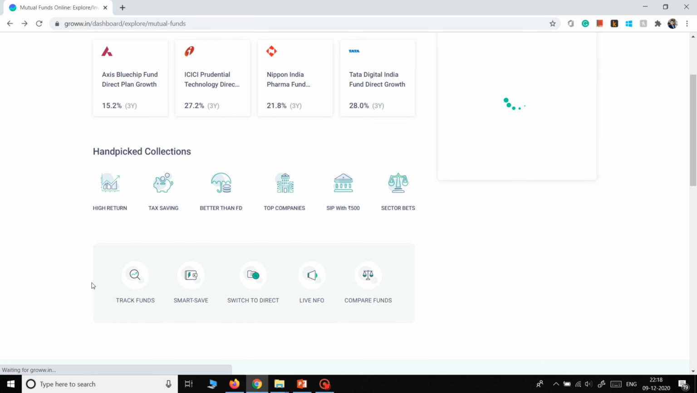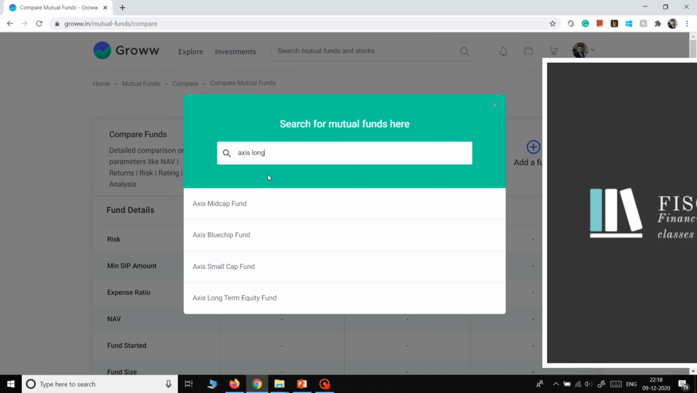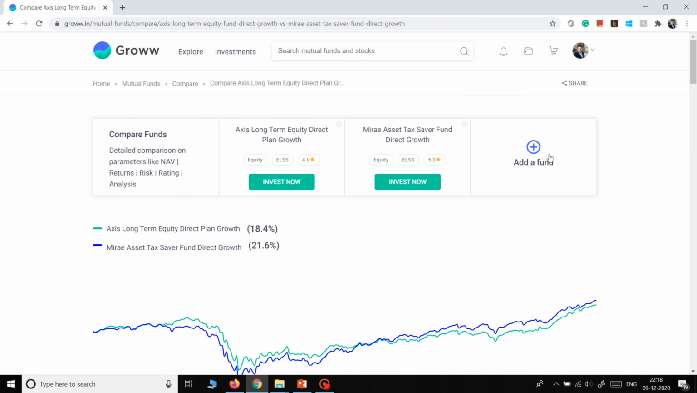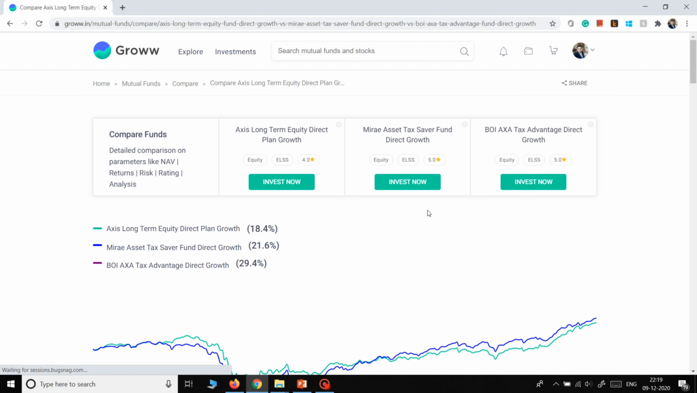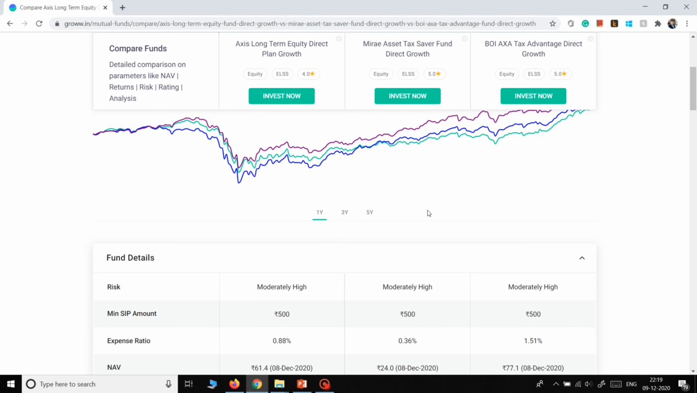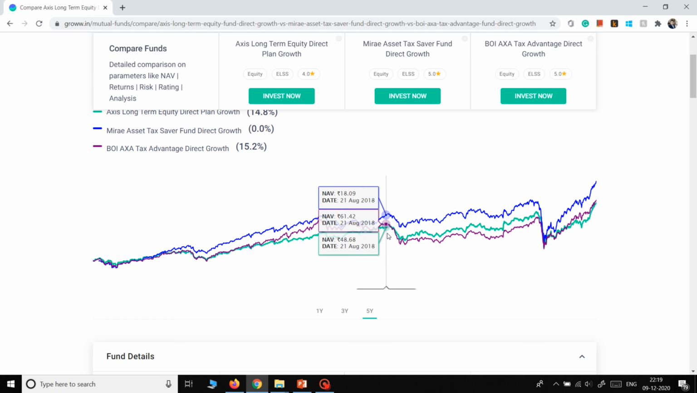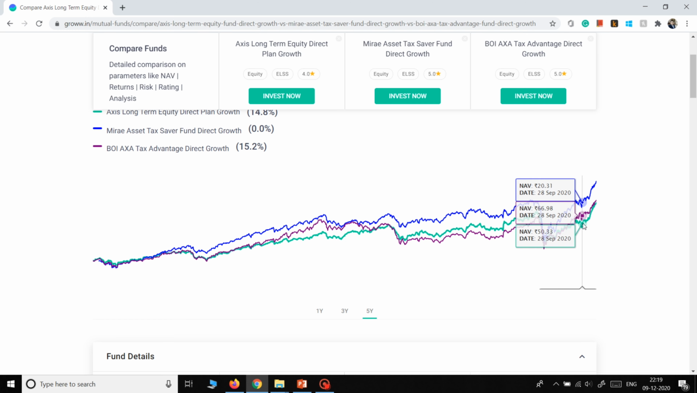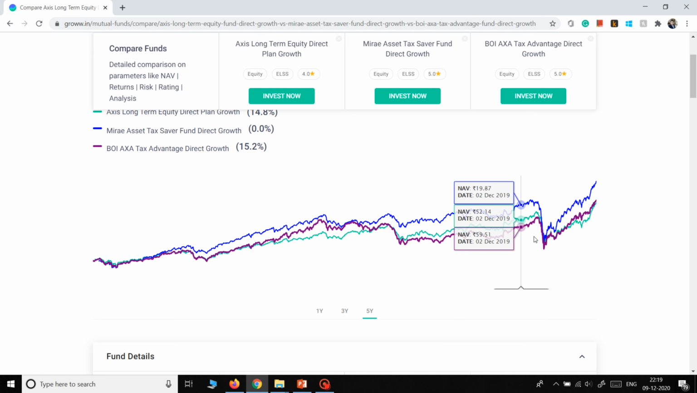So now we should look at how to compare 2-3 funds. So let's compare the Axis Long Term Equity Fund with Mirae Asset Tax Saver Fund and BOI Tax Advantage Fund. So these are the tax advantage funds which we have seen. This is a 1 year graph. You can go to 5 year and you can see that Mirae did the best, Axis did somewhere in between, but now it is the third one, and BOI AXA was better for some time, then it went down, and now this year again it has improved.